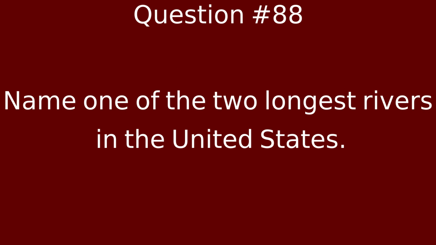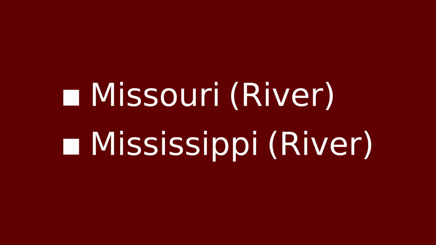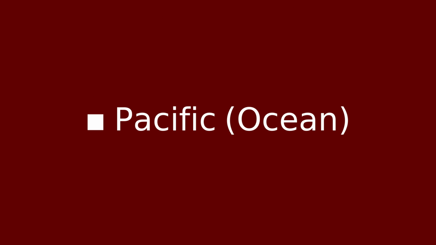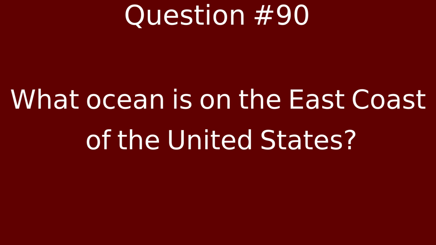Name one of the two longest rivers in the United States. Missouri River. Mississippi River. What ocean is on the west coast of the United States? Pacific Ocean. What ocean is on the east coast of the United States? Atlantic Ocean.